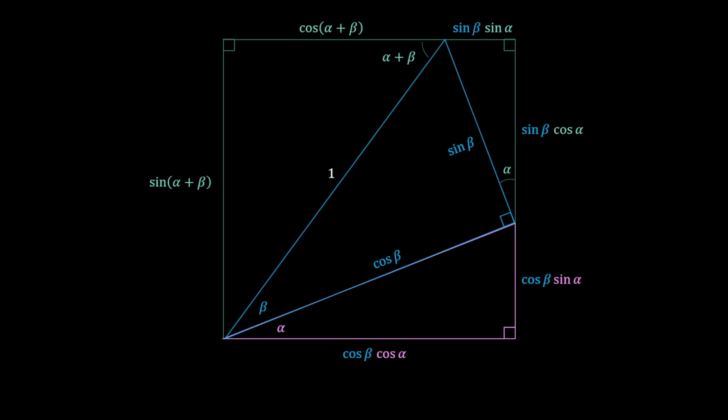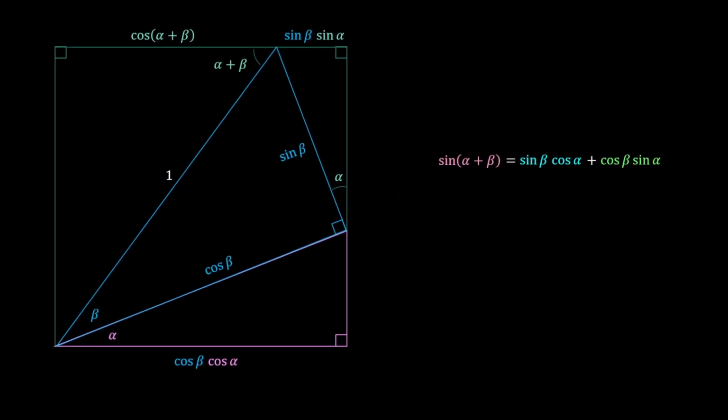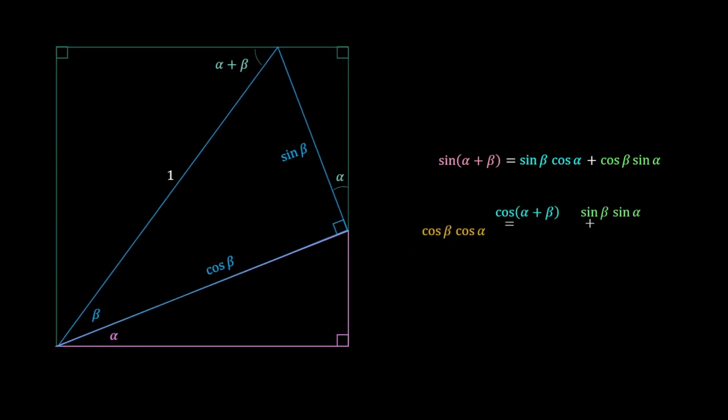Now that we have all the edges defined, we can start equating them. Let's focus first on the vertical edges. We can see that the sine beta cosine alpha plus cosine beta sine alpha terms equal sine of alpha plus beta. So we get our first relation. Now let's take a look at the horizontal edges. We say that cosine of alpha plus beta plus sine beta sine alpha equals cosine beta cosine alpha. So we get our second relation.